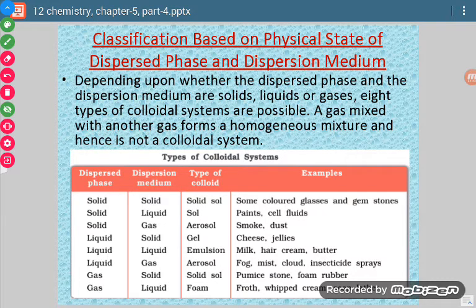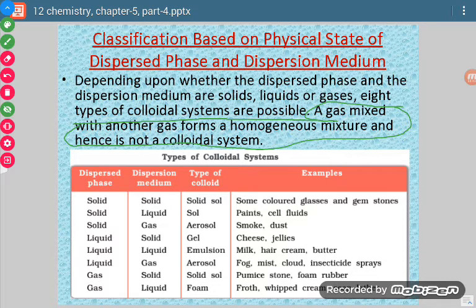One thing to be remembered is that a gas mixed with another gas forms a homogeneous mixture, and so it is not regarded as a colloidal system. So if we are mixing two gases, then it becomes a homogeneous mixture, and in our definition itself we said colloid is a heterogeneous system. So if we mix two gases, then we will not say that it is a colloid.